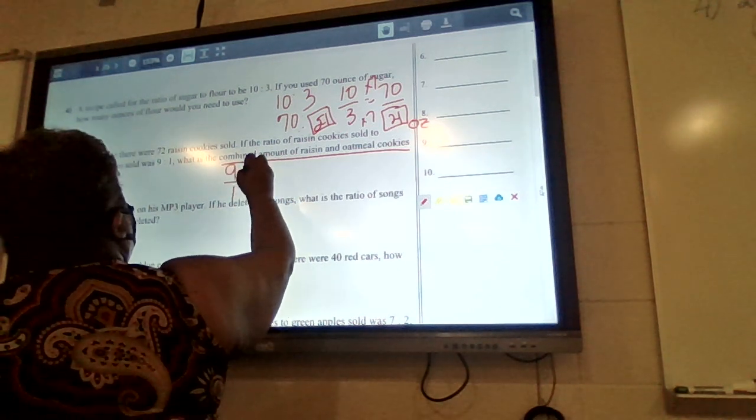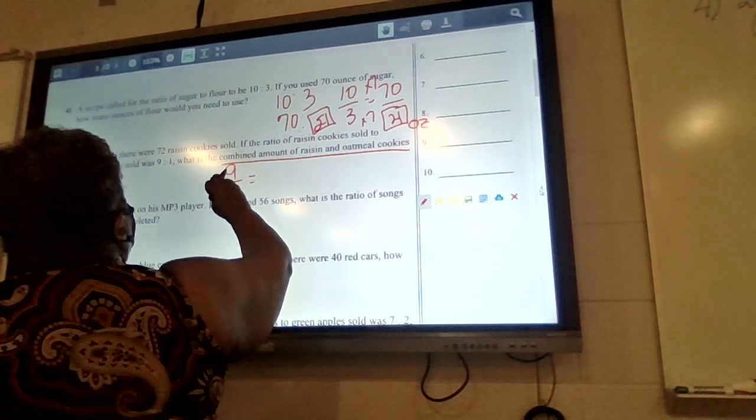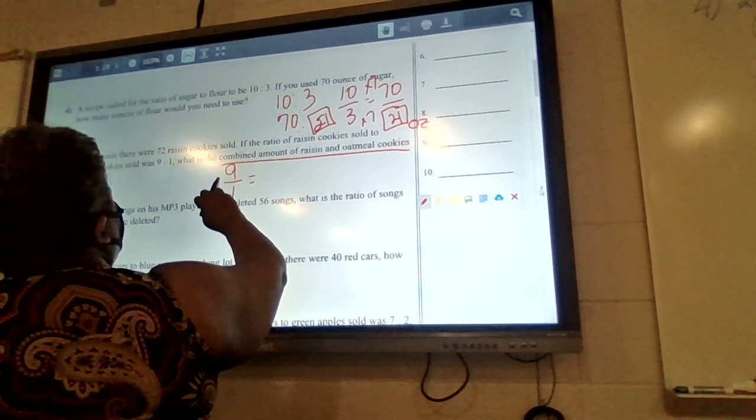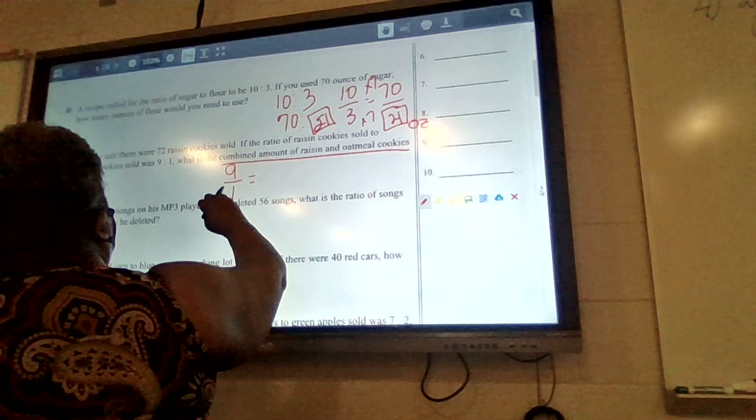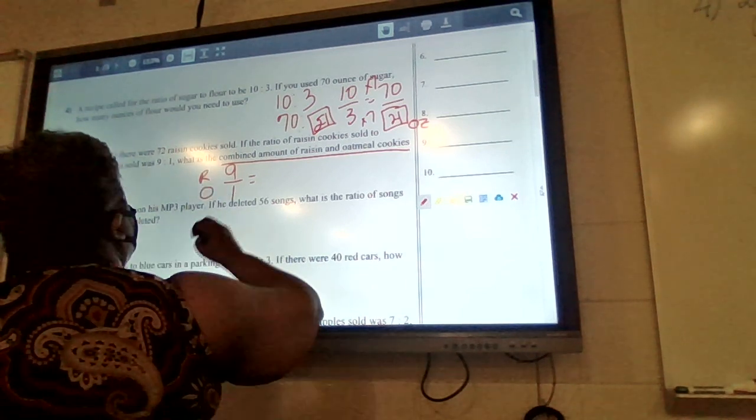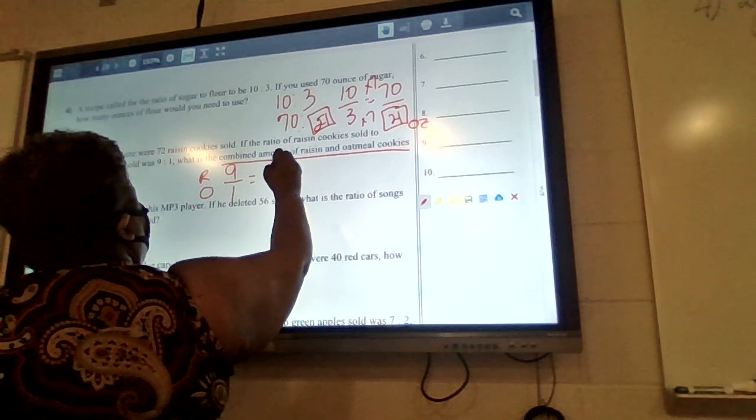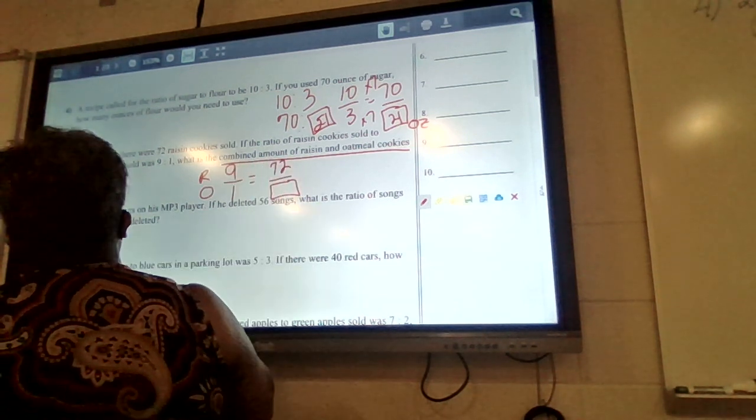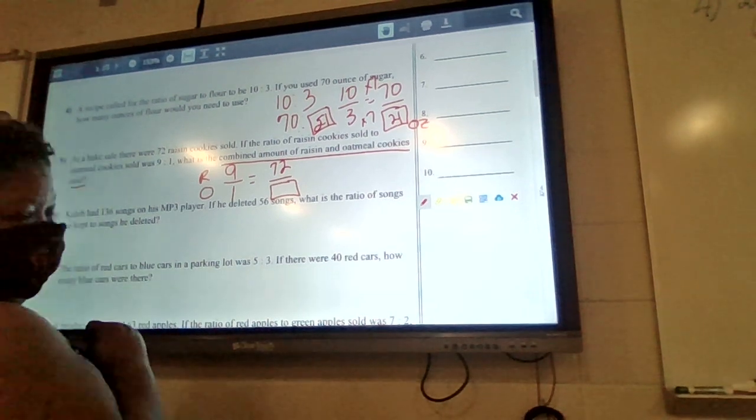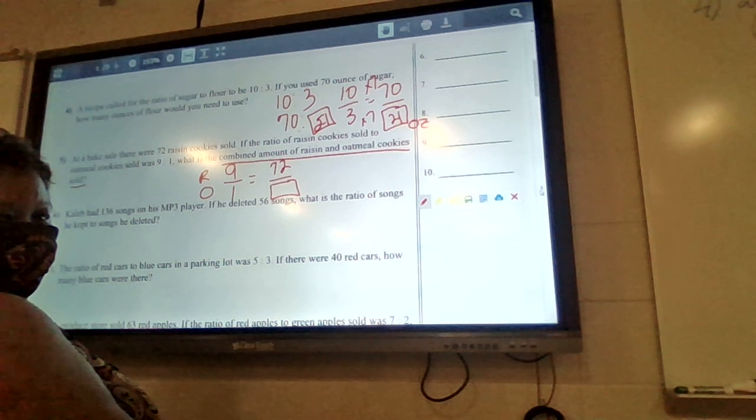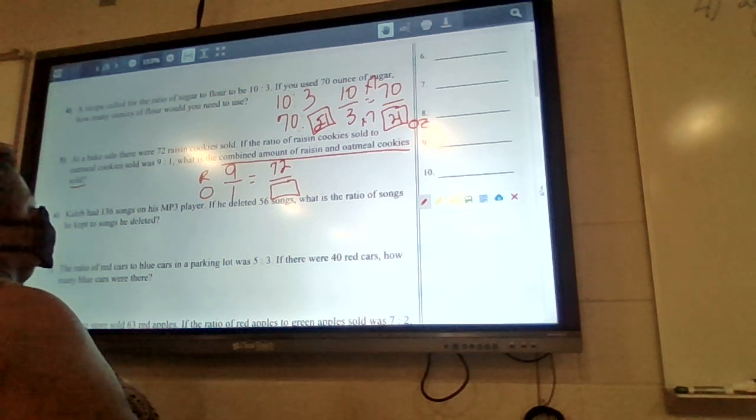So 9 to 1, this is the ratio of raisin to oatmeal. So I'm putting raisin to oatmeal so I won't forget. And then we sold 72 raisin. So we've got to know how many oatmeal. So 9 times what is 72? 8.